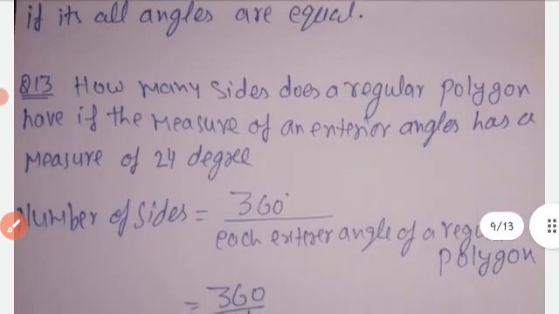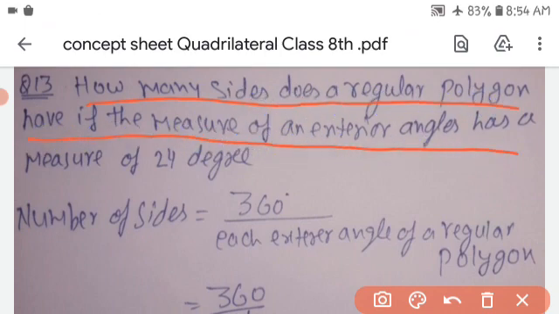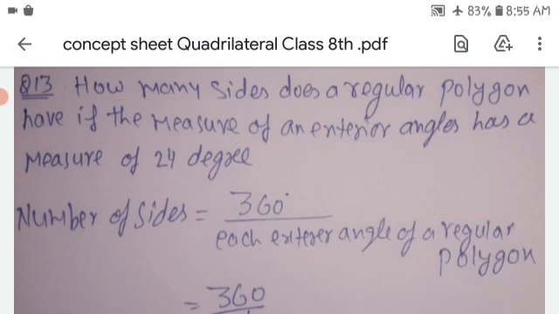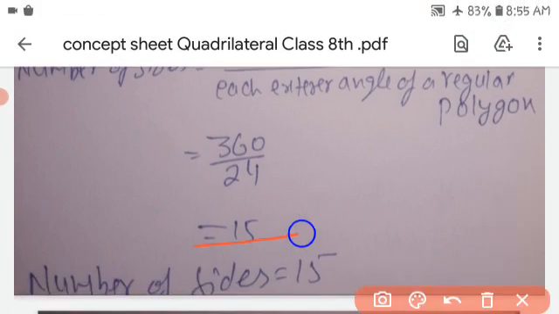Question 13. How many sides does a regular polygon have if its exterior angle has a measure of 24 degrees? Number of sides is 360 upon each exterior angle of a regular polygon. 360 upon 24 is equal to 15. So the number of sides is equal to 15.